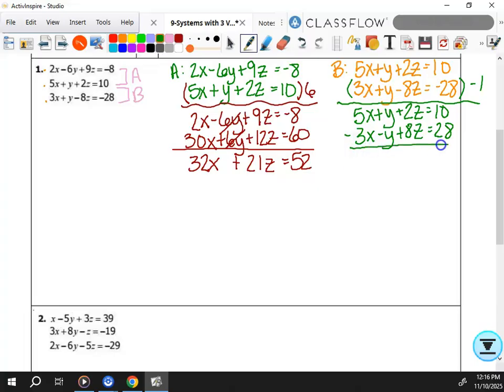Okay. Everybody good with that? So then this is going to give me 2x, those zero out, plus 10z equals 38. Okay. Any questions about any of those right now?